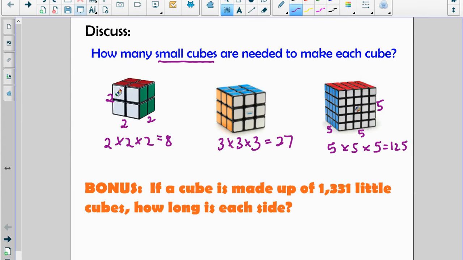So to extend that a little bit further, here's a bonus question. If a cube is made up of 1,331 little cubes, how long is each side? In other words, what number times itself again is going to equal 1,331? See if you can figure that out. Use a calculator.